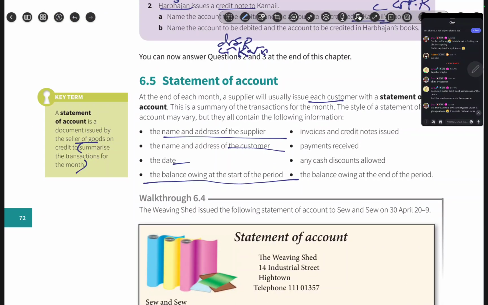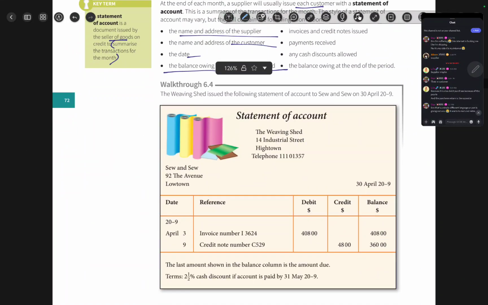So invoices and credit notes issued. It will contain all the invoices and credit notes issued. You see, this is one invoice issued and this is one credit note issued. Payments received. We did not receive any payment. The last amount shown in the balance column is the amount due. They still owe us 360. They did not pay anything.